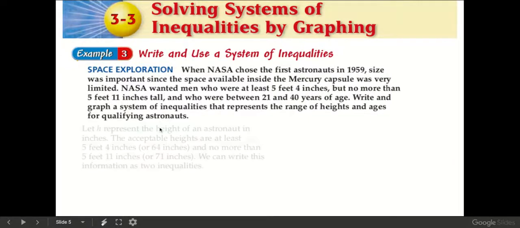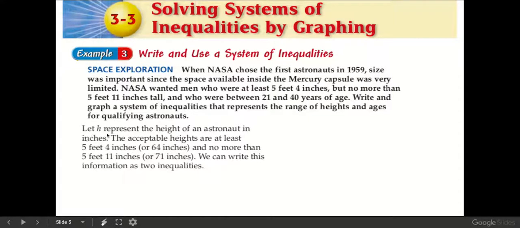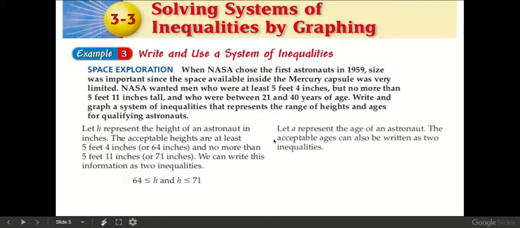But anyways, as we're expanding on this problem, let's let h represent the height of an astronaut in inches. It says the acceptable heights were at least, so at minimum, 5 feet 4 inches or 64 inches tall, and no more than 5 feet 11 inches or 71 inches tall. So it had to be something between 64 and 71. We can write this information as two inequalities. We can say that h has to be greater than 64 and h also has to be less than or equal to 71.